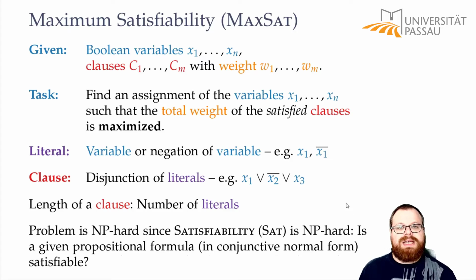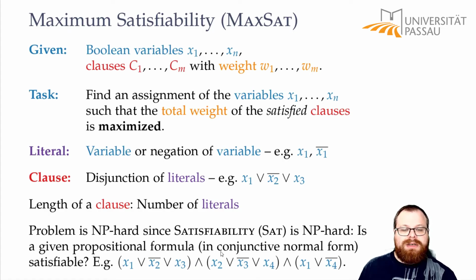Now this problem is an NP-hard problem. In particular, already the decision version is NP-hard, which is the satisfiability that most of you probably have heard of before. If we have a given propositional formula in conjunctive normal form, is it satisfiable? So is there a way that all the clauses are satisfied? For example, this one here. The conjunctive normal form means that we have a bunch of clauses that are conjugated with an and symbol.